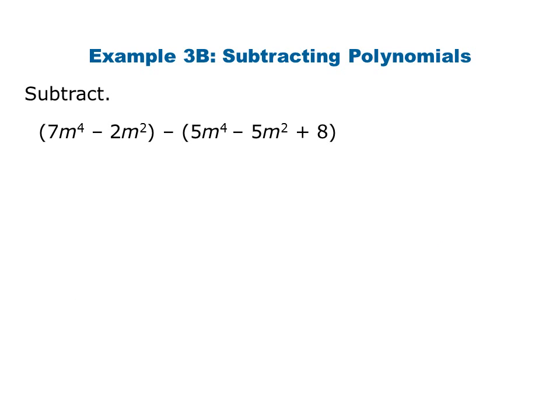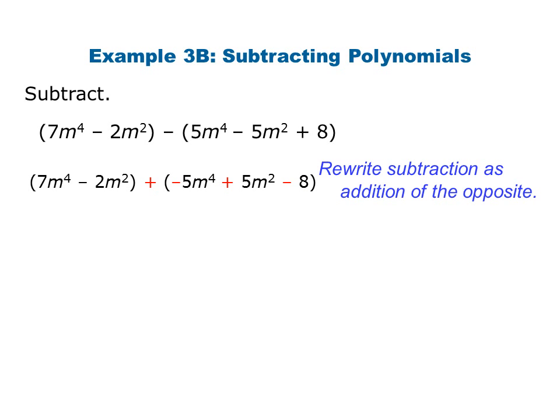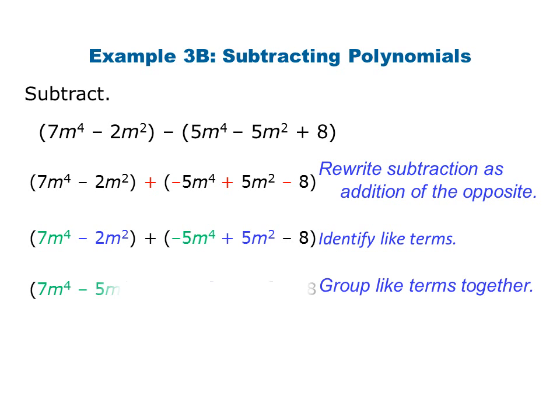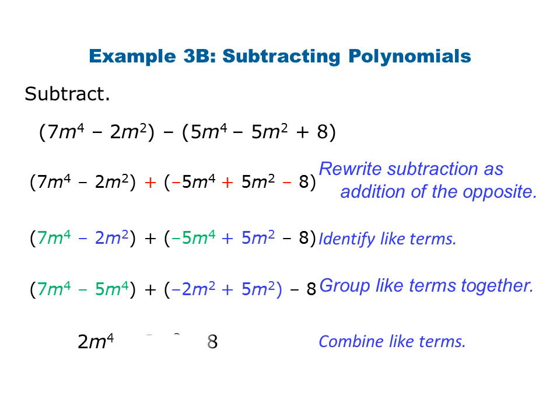All right. How about the next example? Now remember, the left side is going to stay the same, but on the right side, all the numbers have to go the opposite. So in parentheses, the 5m to the fourth becomes negative 5m to the fourth. The negative 5m squared becomes positive 5m squared, and then the positive 8 becomes negative 8. Got it? That's what we did. Remember what we did, okay? Now, identify like terms and combine them. That's all we need to do. And this is our final answer.